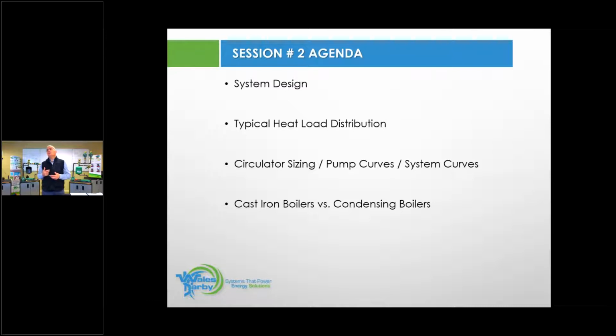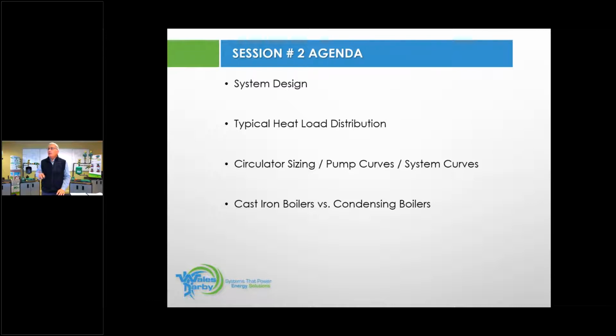After that, we're going to go over circulator sizing, making sure everybody understands what information you need to size a circulator properly, then how to read a pump curve, and then within that pump curve, after you've picked your circulator, what is the actual system curve? Because every job you install will have its own distinct system curve. It's kind of like the thumbprint for the system. So that'll be very interesting. And then we'll go over the difference between cast iron and condensing boilers to make sure everybody's up to speed there, because that'll really tighten up what we do today.